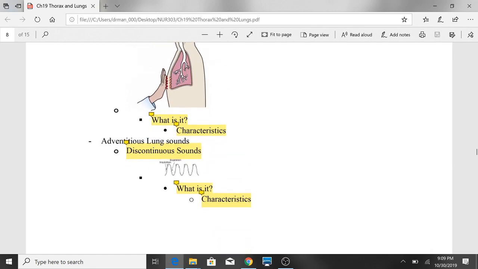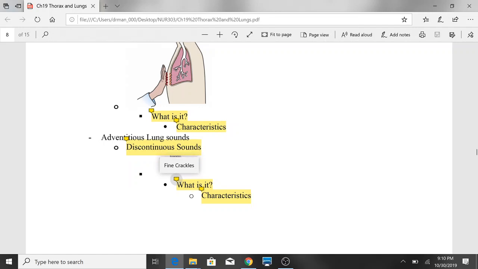Alright, let's look at some adventitious lung sounds. So some discontinuous sounds, discrete crackling sounds. Look at this one. Let me describe this to you. You have some noise at the very end of inspiration. What would you say? If you said crackles, fine crackles, you're correct.